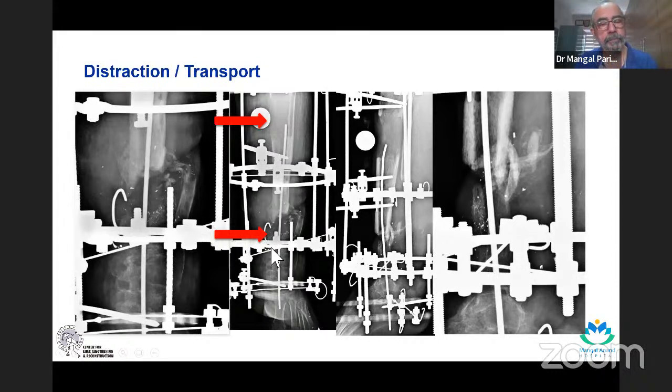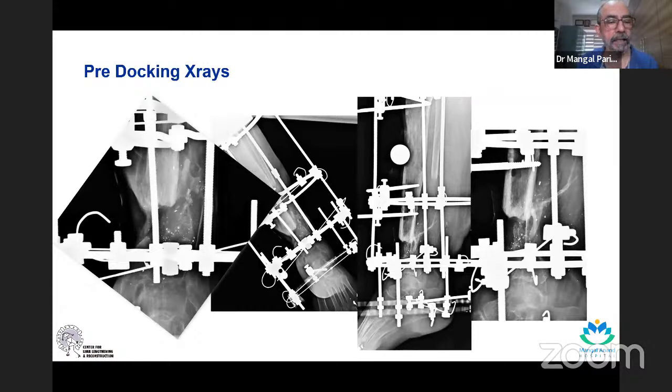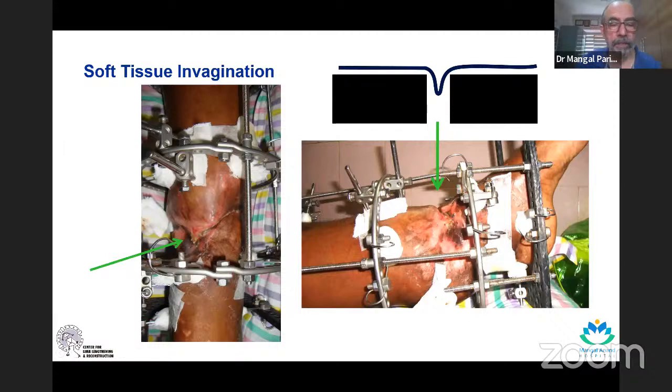So here, you notice that the distraction is proceeding well. We are getting compression over there. And these are the pre-docking X-rays. Right? So at this point in time, with all of that fibrosis, that skin has invaginated because it's held down. It's all fibrotic over here. So it's not going to allow that bone to transport. The bone just pushes that skin inside into that valley, and you can see the deep depth of that invagination which has occurred.